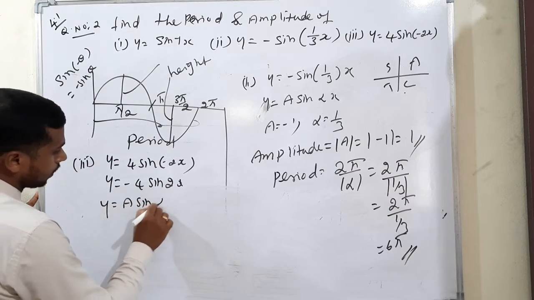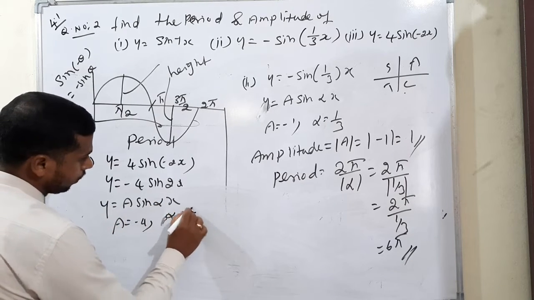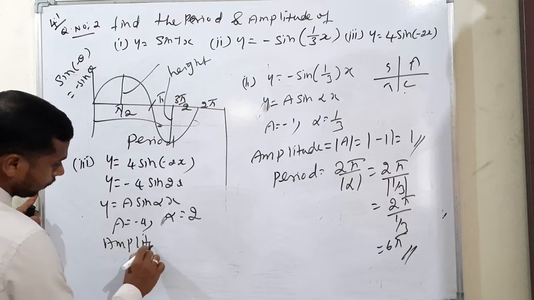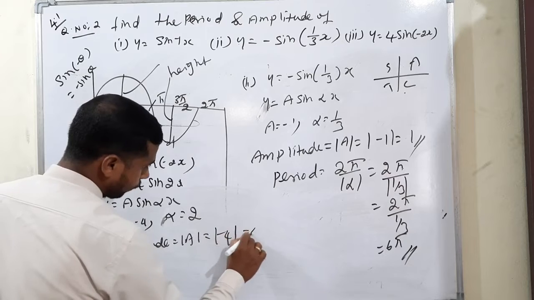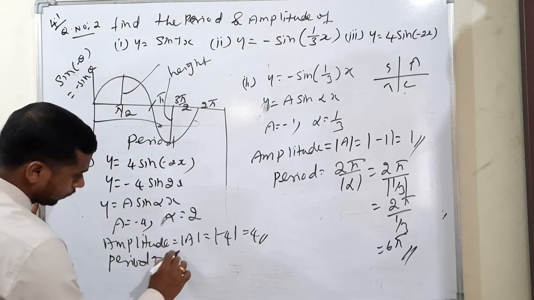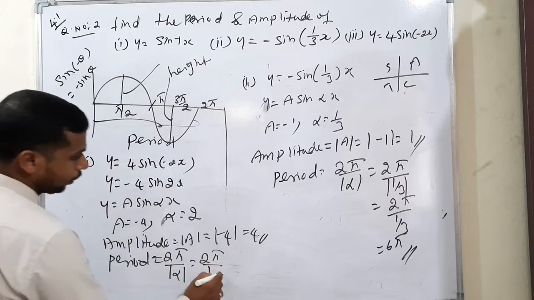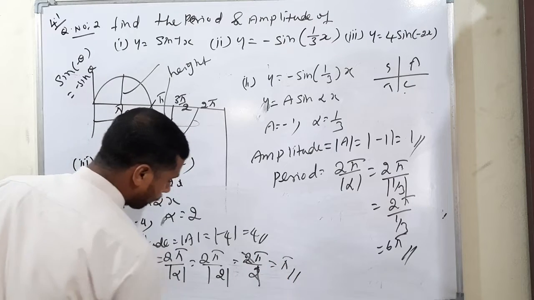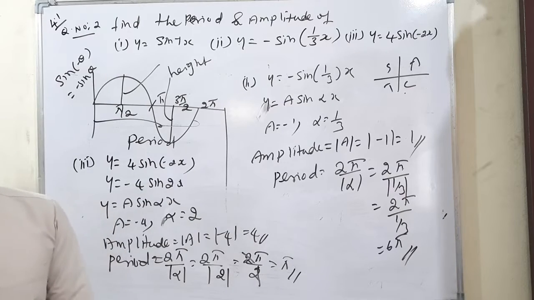So y is equal to a sin alpha x means a is equal to minus 4 and alpha is equal to 2. Therefore, amplitude is equal to the modulus of a, the modulus of minus 4, so the answer is positive 4. Then period is equal to 2 pi by modulus of alpha, which is 2 pi by 2. The 2s cancel, so the answer for period in subdivision 3 is pi. Okay, so the three subdivisions are over. I will continue with the next question. Stay on the line.